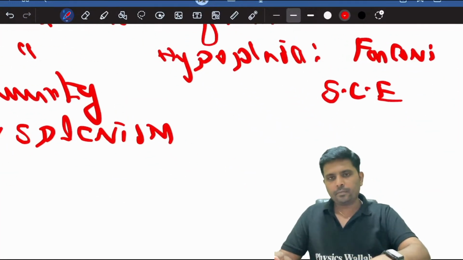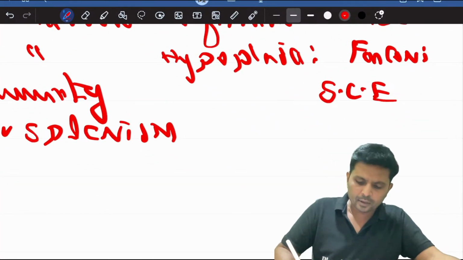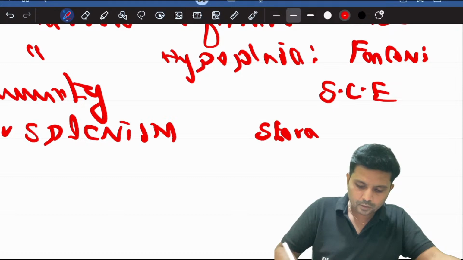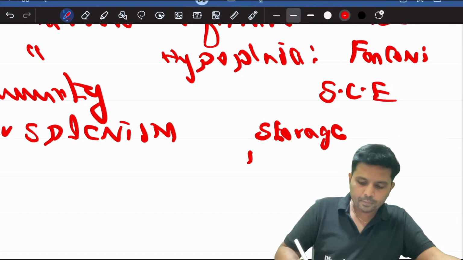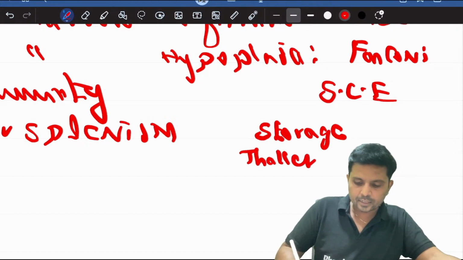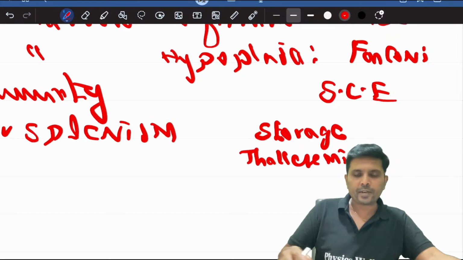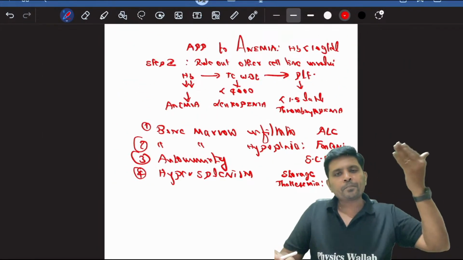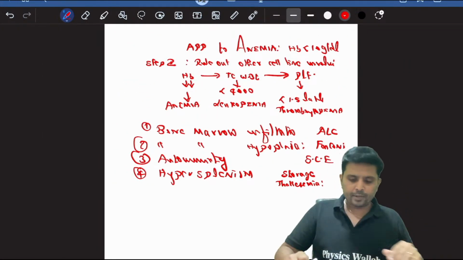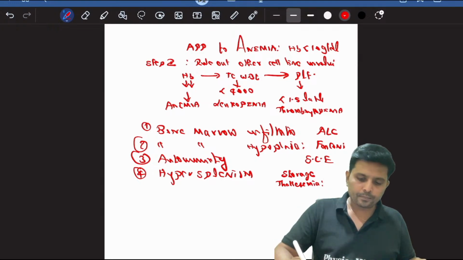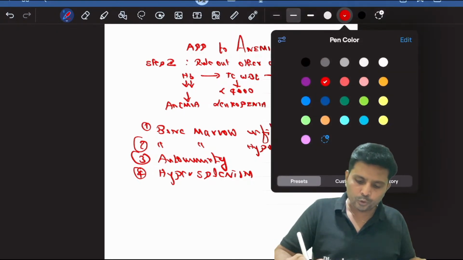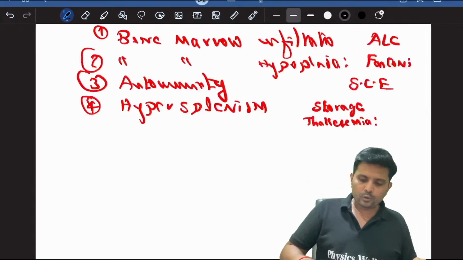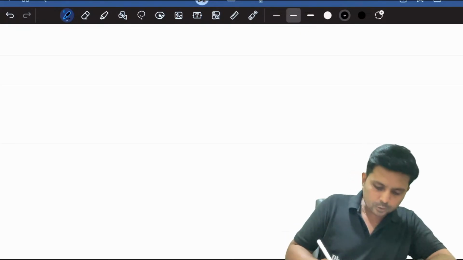Hypersplenism can be due to anything. Usually, it can be due to storage disorder, or it can be due to undertreated thalassemia, in which the spleen will destroy your RBC, WBC, and platelets. So, this is rule 1. Let us go to rule 2.